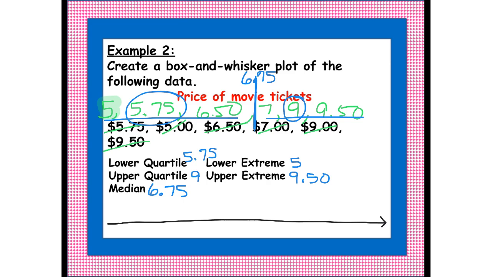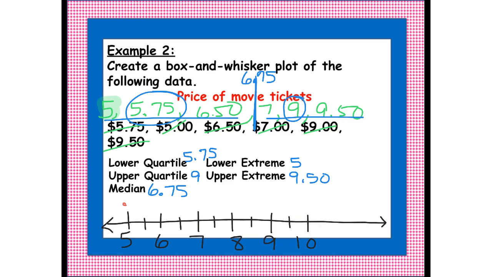Unlike the last one, my numbers are a lot closer together. This time they're between $5 and $9.50, so I'm going to count by ones. And I'm going to put a mark halfway in between each of them to help me easily see where, like, $9.50 is, for example. Okay, now I'm going to plot my points.